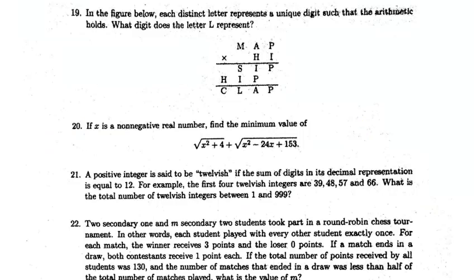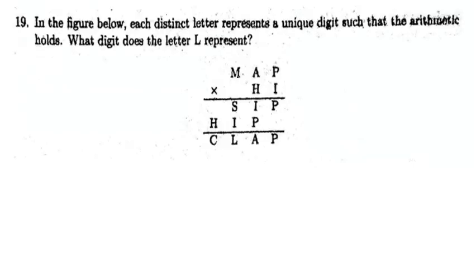SMO 2019 junior section first round problem number 19. In the figure below, each distinct letter represents a unique digit such that the arithmetic holds. What digit does the letter L represent? We have many problems of these types in SMO problems. This is a little harder than the previous ones, but we will solve this.